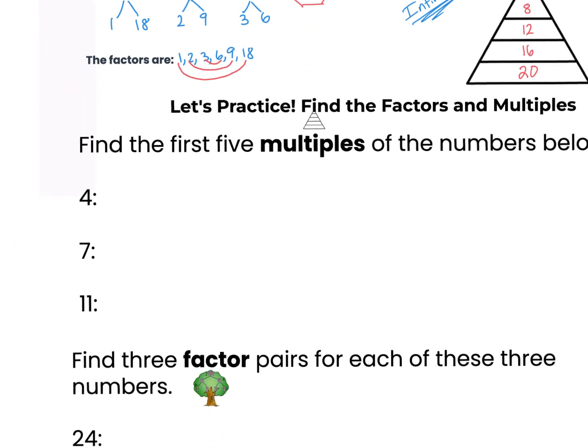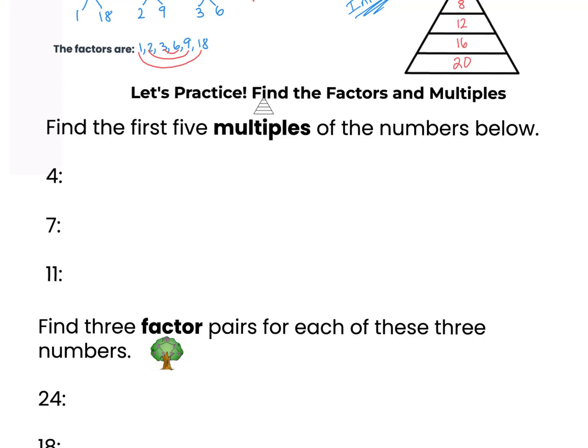All right, so we're going to practice finding the factors and multiples of some numbers. For example, 4, we did that already. We just went 4, 8, 12, 16, 20, 24, and so on, because 4 times 1 is 4, 4 times 2 is 8, 4 times 3 is 12, and so on. So now I want you to pause the video and come up with the first 5 multiples for 7 and for 11.